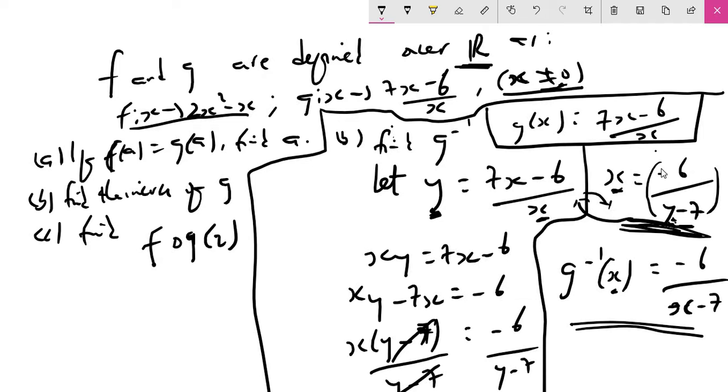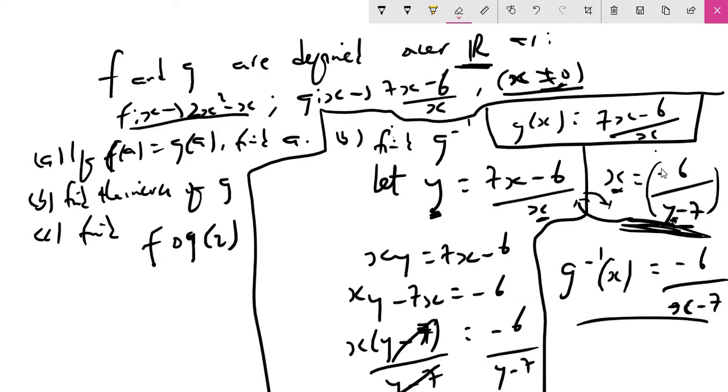Remember, if I were going to leave it as y, then I probably should have said g inverse of y equals minus 6 divided by y minus 7. Okay. So this is how to find g inverse of x. But this way that I've done it is, for the most part, what they expect you to do, so that you don't get any problems. So this is how to find the inverse of a function. We will do more questions.